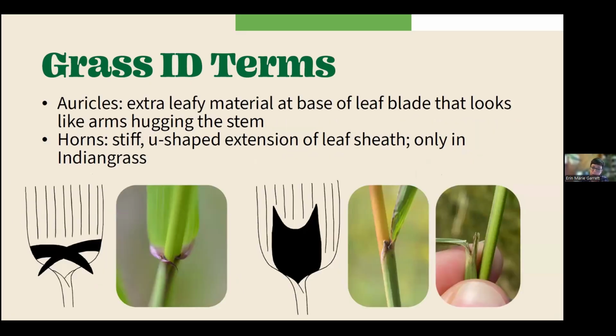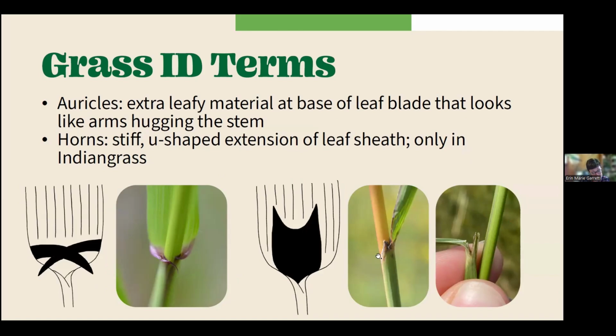Okay, two other terms I talked about are auricles and horns. Auricles are going to be extra leafy material that looks like arms at the base of that leaf sheath. I don't think any of the grasses in the prairie section are going to have auricles. Things like, oh no, we are going to talk about one rye today. So the ryes will have auricles. So that's an easy clue that really helps narrow down the grass you're looking at.